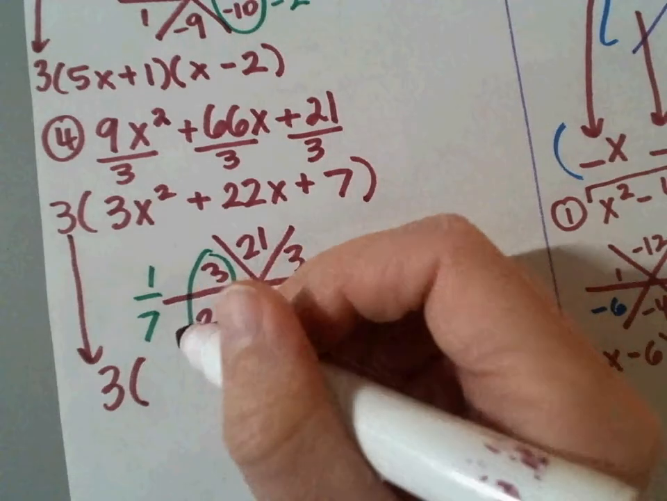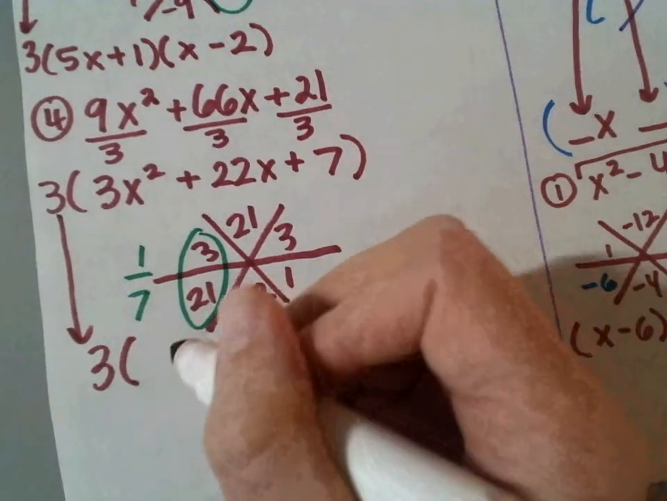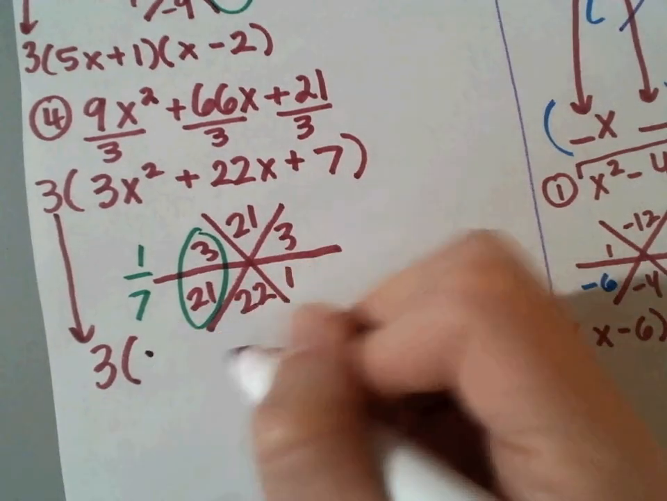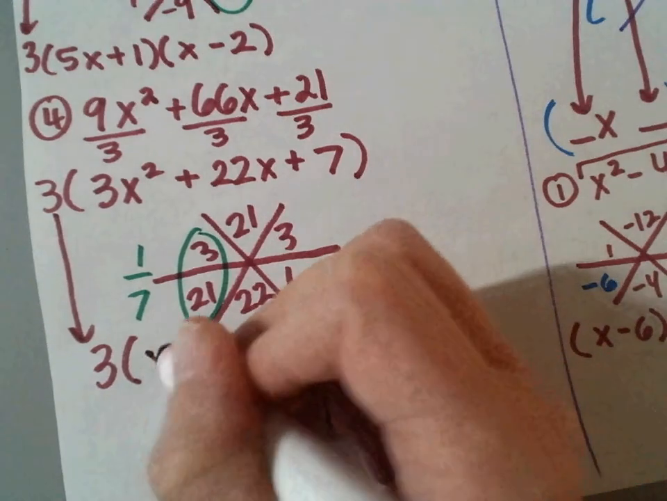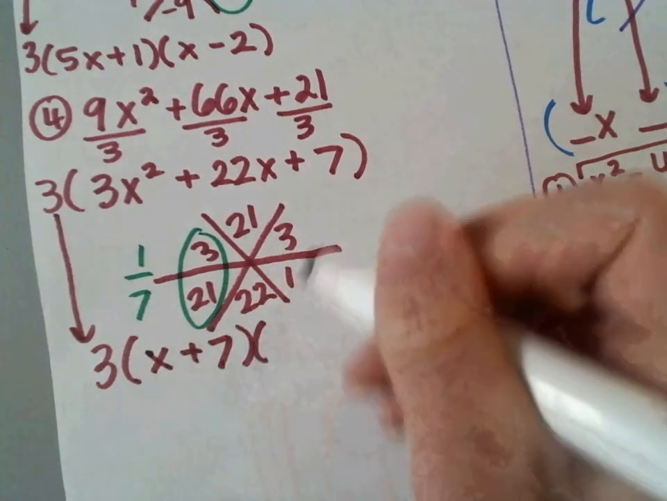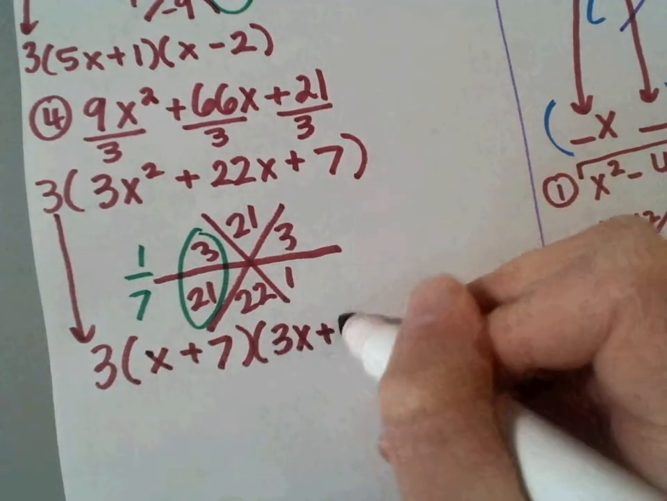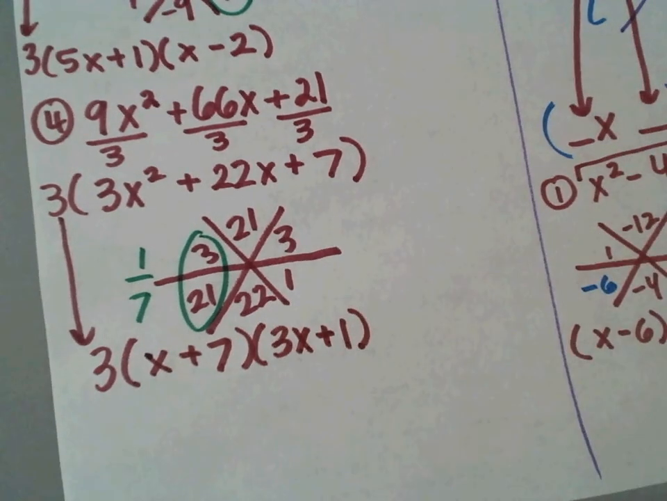Yeah, you're doing great. Okay, what's 1/7 reduced to? 7-1. I mean, what's it say in parentheses now? 1x plus 7, and then 3x plus 1.